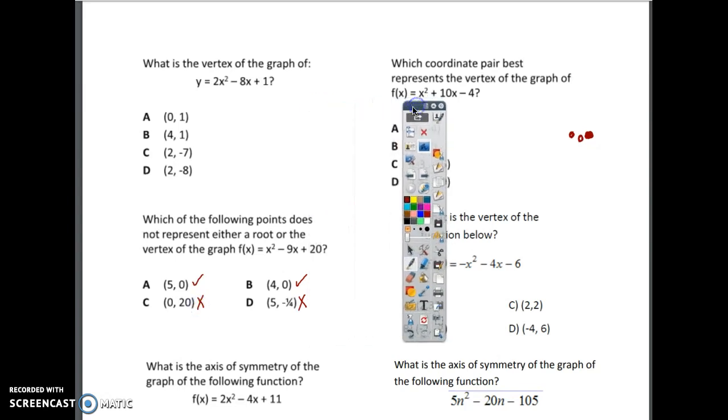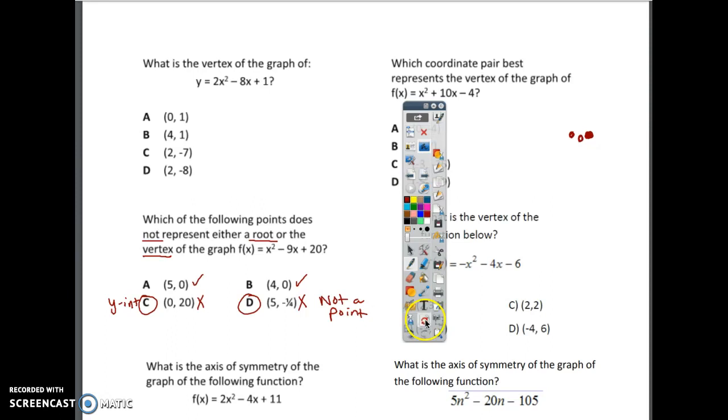So this one's going to have 2 answers. It's going to have D and C because the question was asking which one is not a root or a vertex. C is a y-intercept, and D is not even a point on the graph. So this one problem is going to have two answers. And that's why I wanted to do it with you.